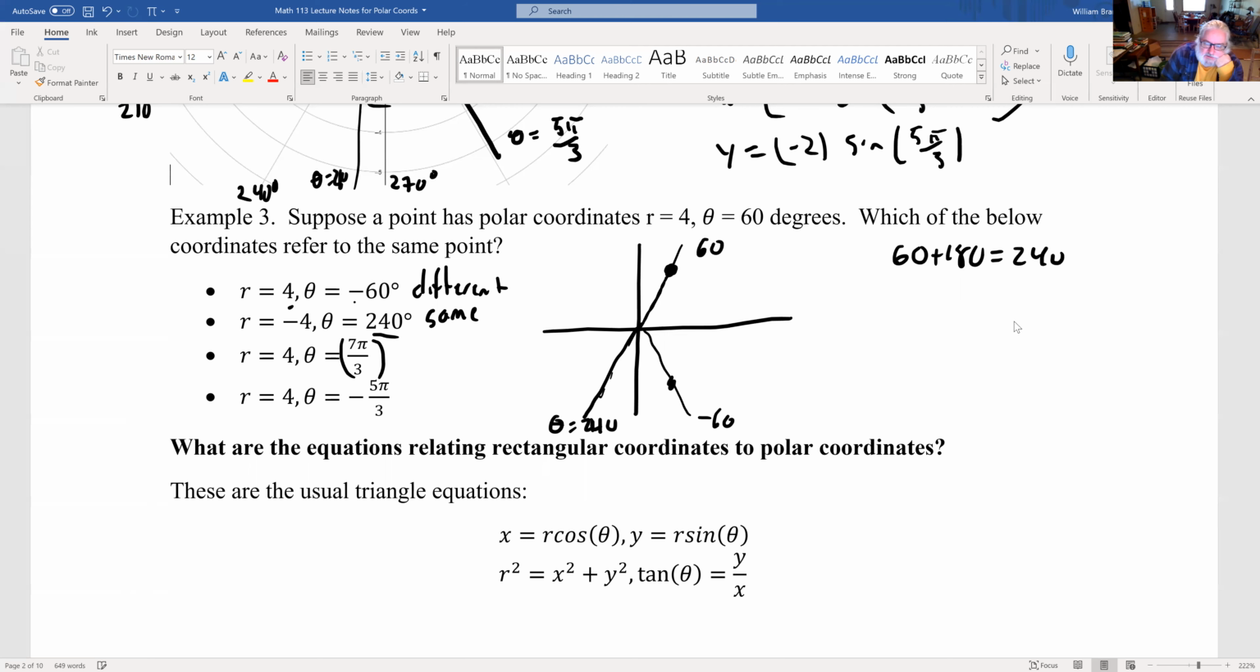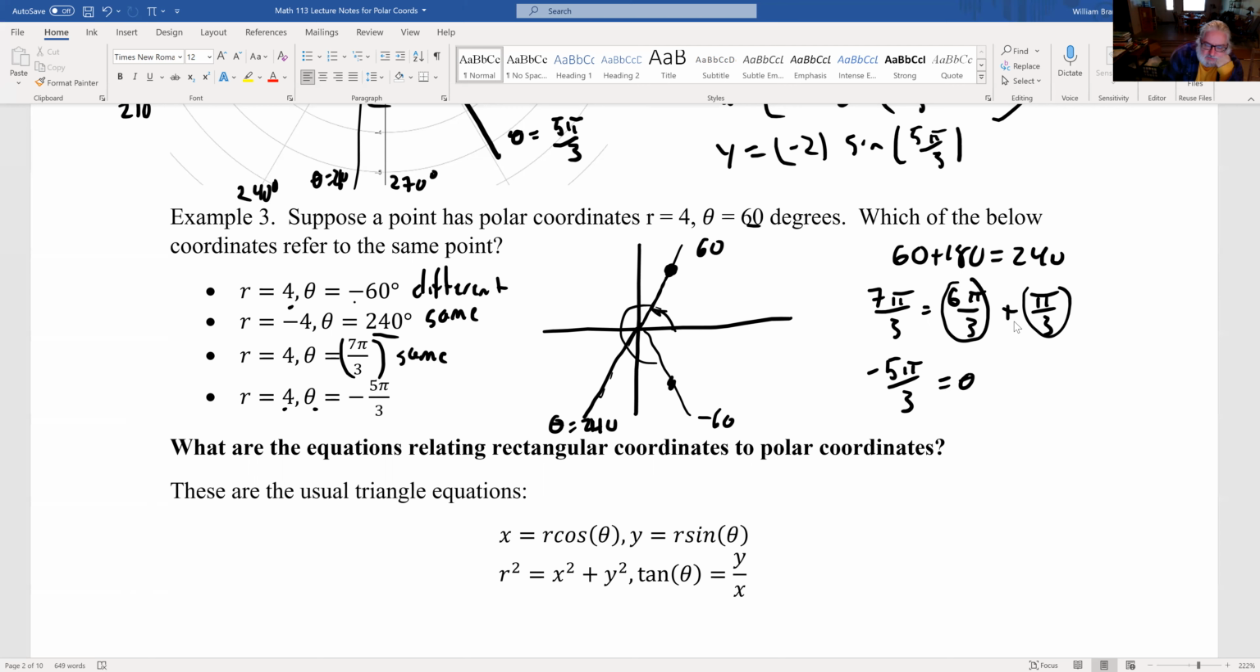7 pi over 3. Well, that's more than 2 pi. So that's going around the circle once, plus an additional pi over 3. But pi over 3 is 60 degrees. So this is the same point because you go 2 pi plus another pi over 3, and you end up there. R equals 4, theta equals minus 5 pi over 3. What angle is this? Well, that means we're starting at the origin, going around minus 5 pi over 3, and that actually takes us over here.